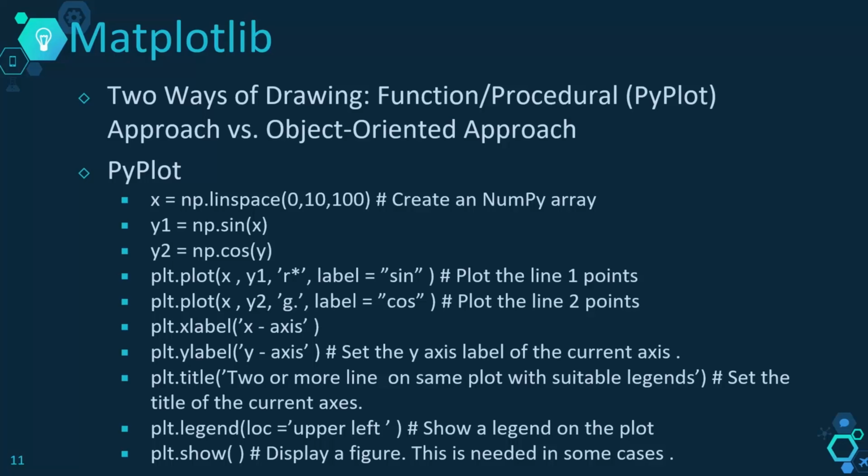Then we want to label the x axis, label the y axis, the x title of the plot, the y title, and the title for the whole plot. Then we want to add a legend into it. Here you can see that for the legend function, you can specify the location where you want to place the legend. Finally, in many tools, you want to use this show function so that your plot can be displayed on the screen. This is the first way.